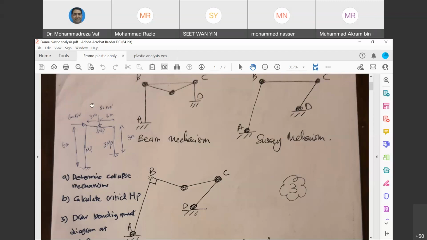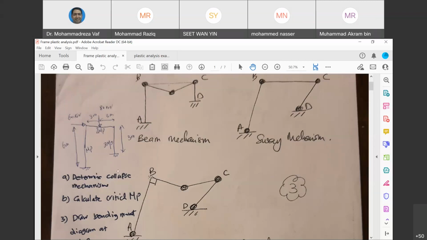So this frame has been subjected to 2 point loads. One is a sway lateral load applied exactly to the joint, 60 kilonewton. Another one is a point load applied to the middle of the beam, 80 kilonewton. And the distance from each side also is 3 meters, so it is considered to be right in the middle. The first part of the question, like always, is asking to determine the collapse mechanism. Normally this part is 3 to 4 marks in the final exam.